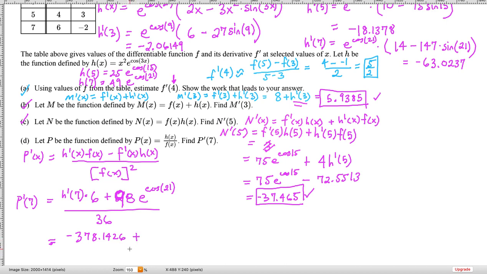98 times, and I gotta take my time with this, e to the cosine 21 times 98. Okay, so that value minus 371.426 divided by 36 is negative 8. Okay, so then at the end of the day, I did all the work. You guys should get negative 8.9298. And then this is part D, and this is correct as well.